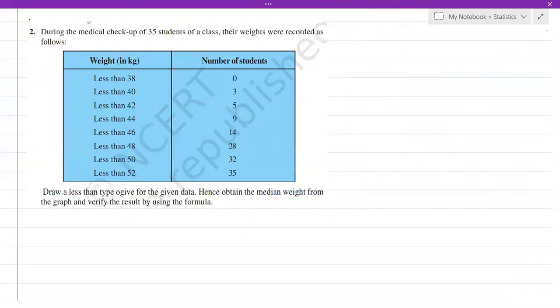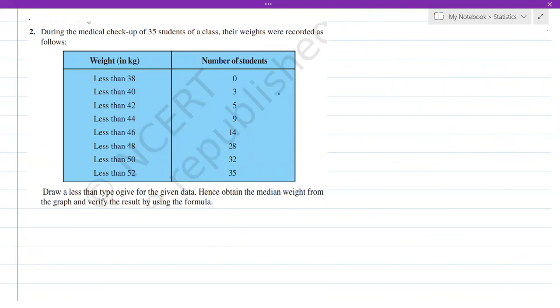In the next question, during the medical checkup of 35 students of a class, their weights were recorded as follows. Remember, they have given it as less than 38, less than 40. So this is a less than type table. The corresponding values are CF, it is not F. Remember that. Whenever it is given directly less than or more than, the corresponding values are CF.